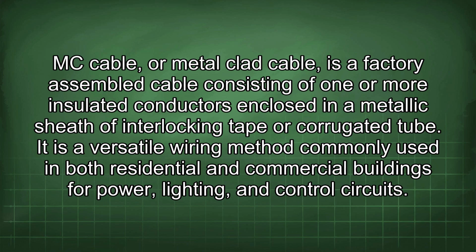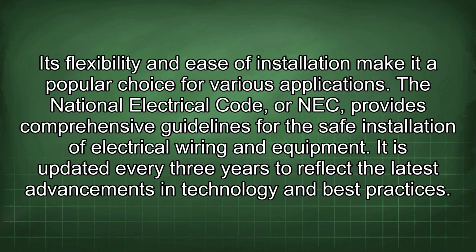MC cable, or metal-clad cable, is a factory-assembled cable consisting of one or more insulated conductors enclosed in a metallic sheath of interlocking tape or corrugated tube. It is a versatile wiring method commonly used in both residential and commercial buildings for power, lighting, and control circuits. Its flexibility and ease of installation make it a popular choice for various applications.